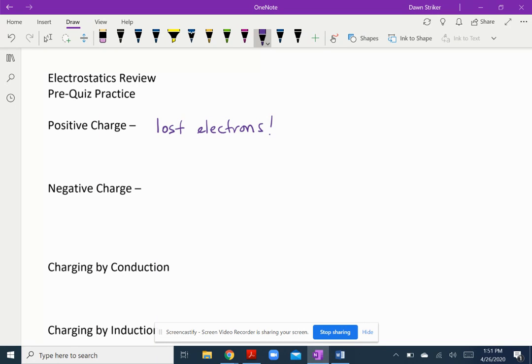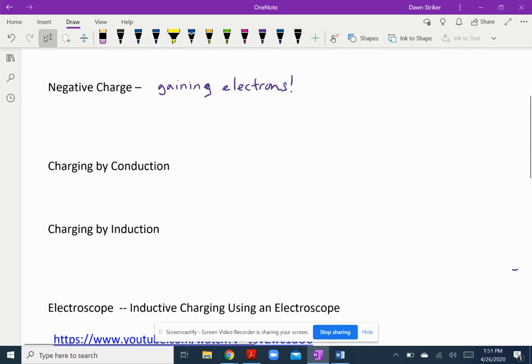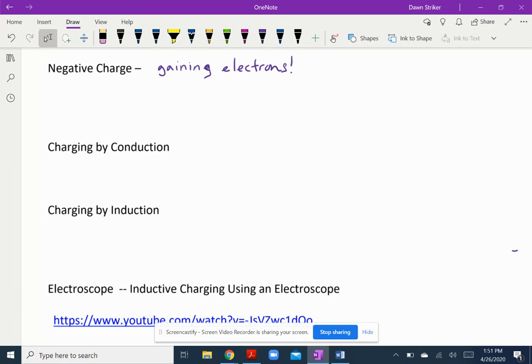You need to know conceptually that positive charge comes from losing electrons. Similarly, negative charge comes from gaining electrons. It's never the protons that move. It's always the electrons. A couple of different ways to charge something up. You can charge by conduction. Conduction just means touching. You can charge by touching.